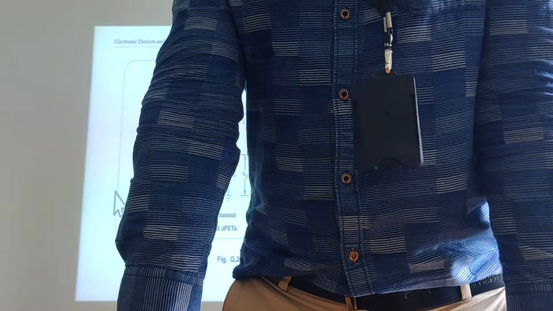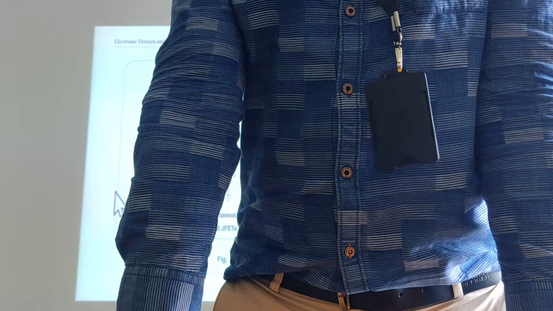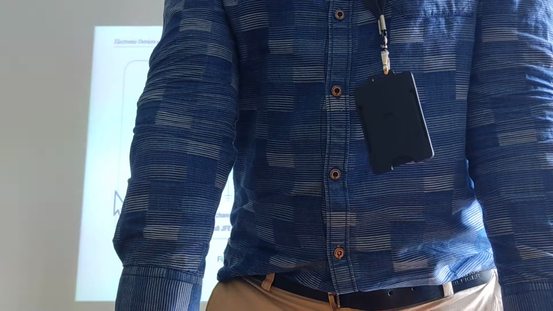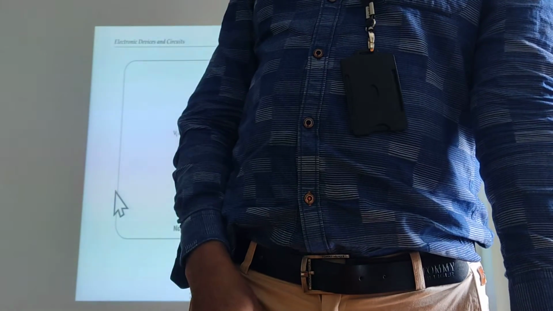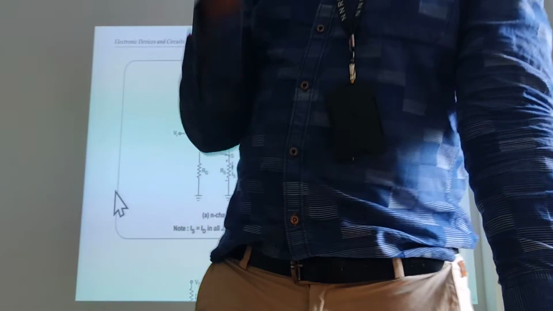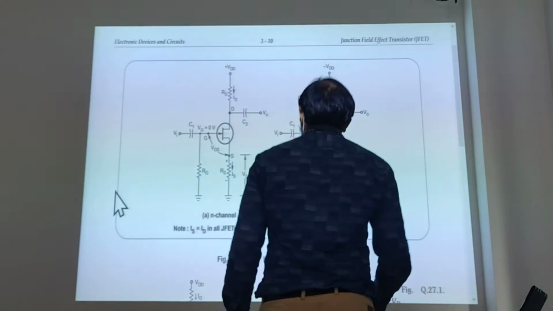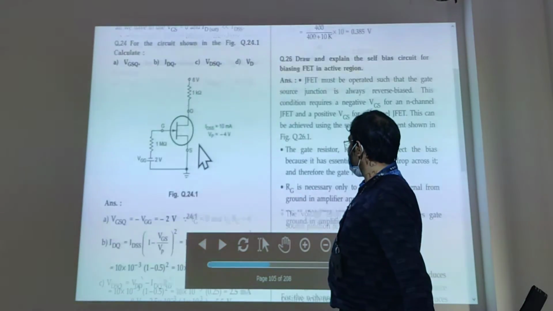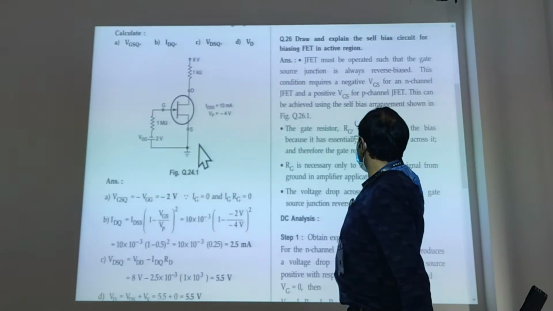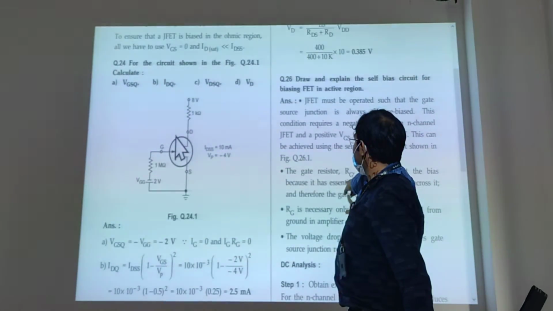AC should not get grounded. For DC we need ground. Okay? Then only we are getting that negative voltage. Correct? Understood? Okay, fine. So that is the role that RG is playing. RG is necessary.